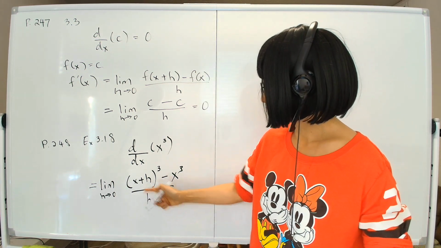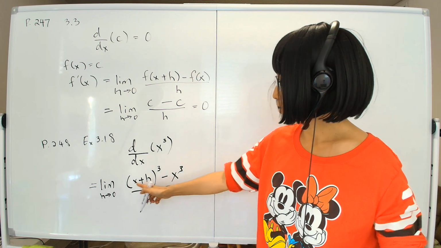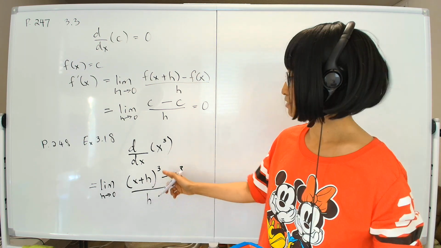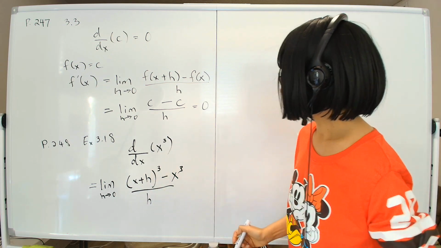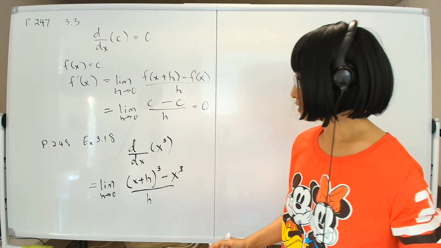Now at this point, you're going to multiply this thing out. This was done at some point in algebra, right? Remember how to do this? This thing is done in a special way.